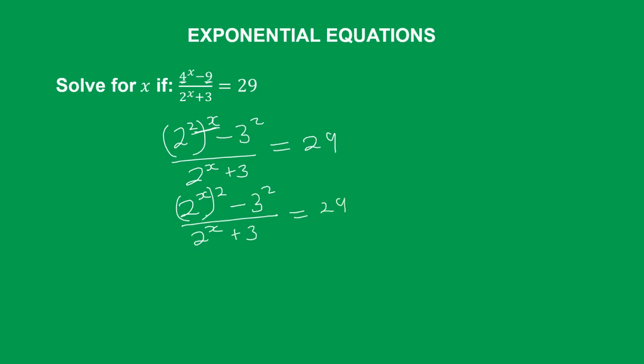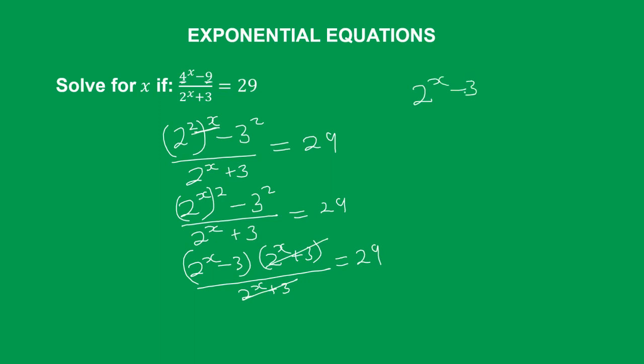If you check here, this is a difference of 2 squares. The numerator there is a difference of 2 squares. So it's 2 to the power x minus 3, 2 to the power x plus 3 over 2 to the power x plus 3 is equal to 29. 2 to the power x plus 3 divided by 2 to the power x plus 3 is 1. So we remain with 2 to the power x minus 3 is equal to 29.